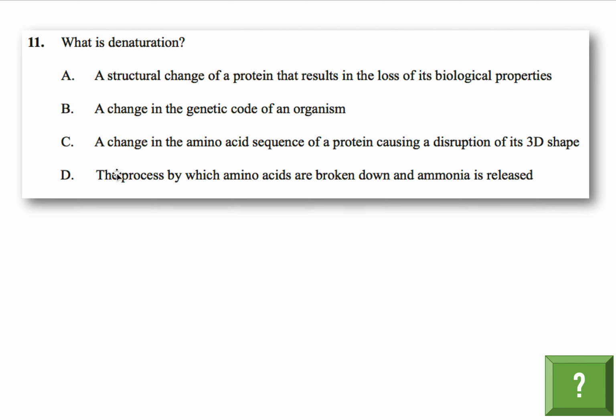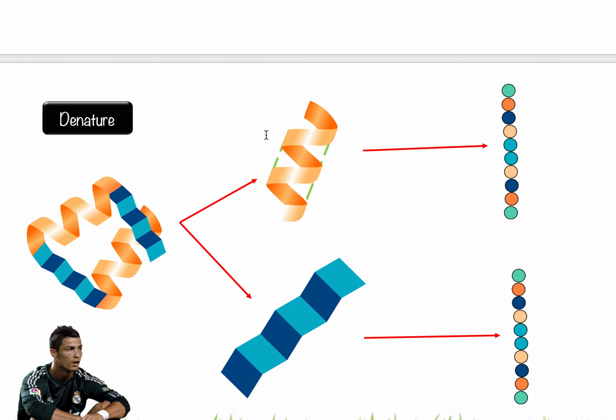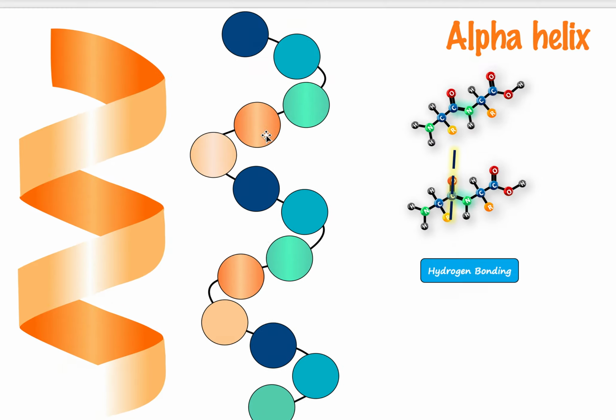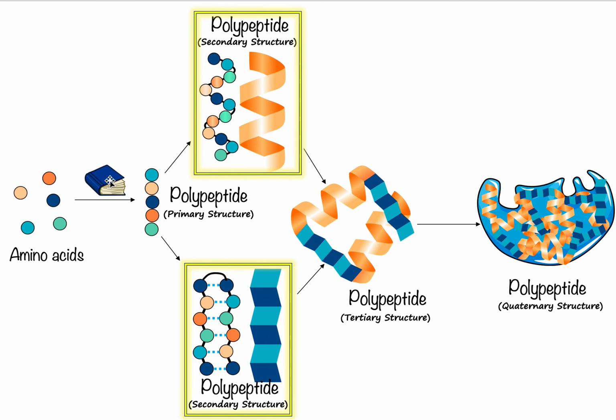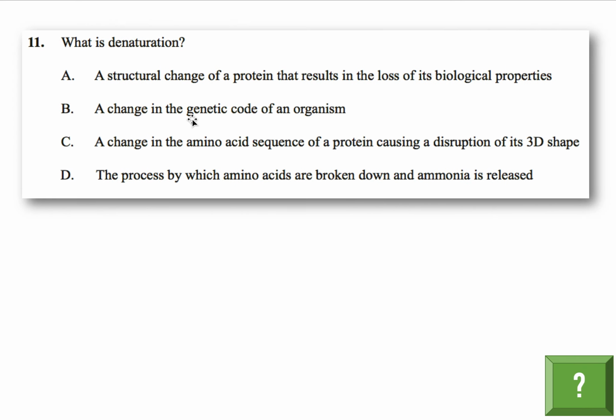Now, why not B, C, or D? So B, a change in the genetic code of an organism. No, denaturation doesn't change your original code. Let me show you here. You have a DNA, and your DNA is going to determine how these amino acids are put together into what specific proteins. Now, denaturation is the process of destroying this tertiary structure, not your DNA. Your DNA has nothing to do with this.